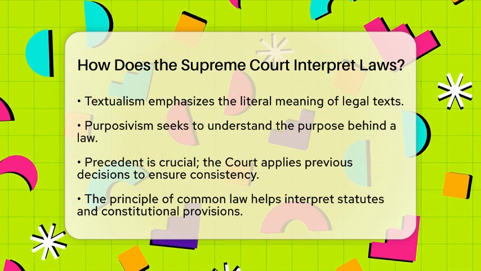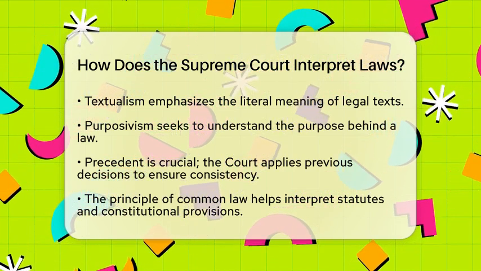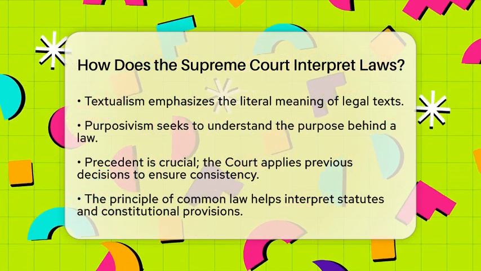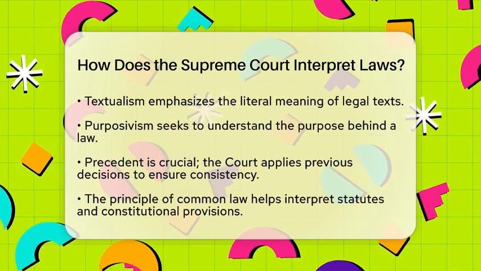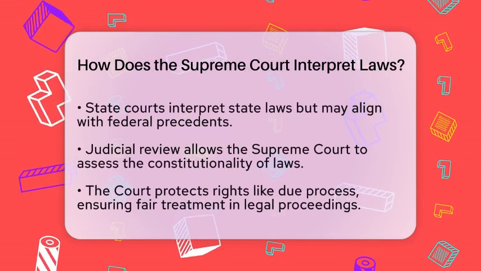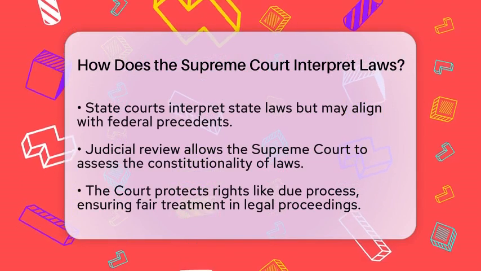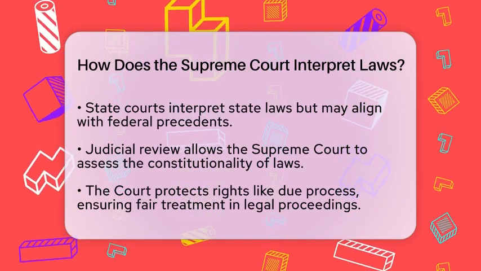While the Supreme Court primarily interprets federal laws and the United States Constitution, state courts handle state laws and constitutions. These courts may use similar methodologies but face unique challenges. For instance, they often decide whether to align their interpretations with federal precedents.